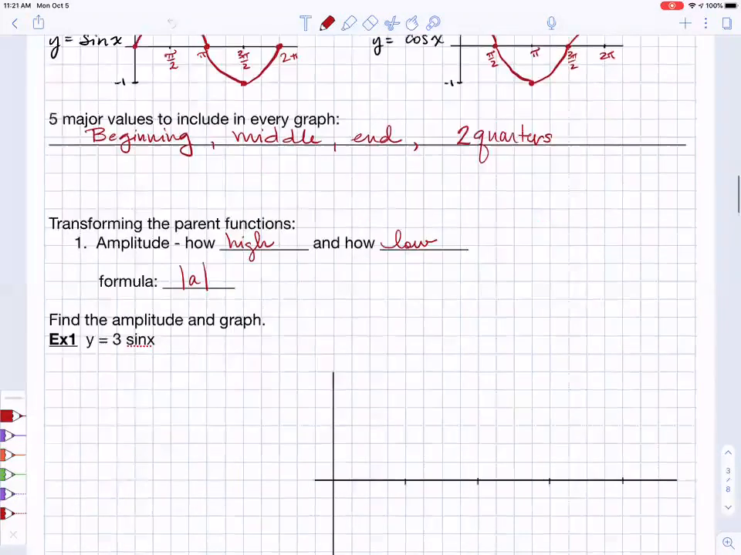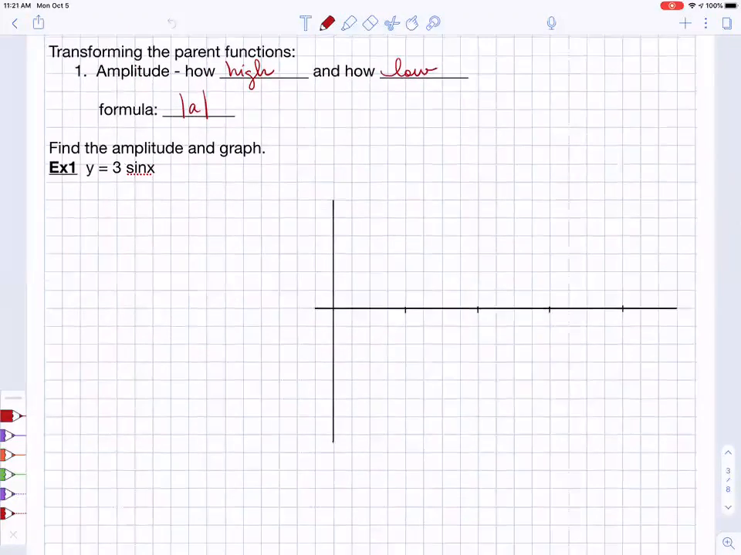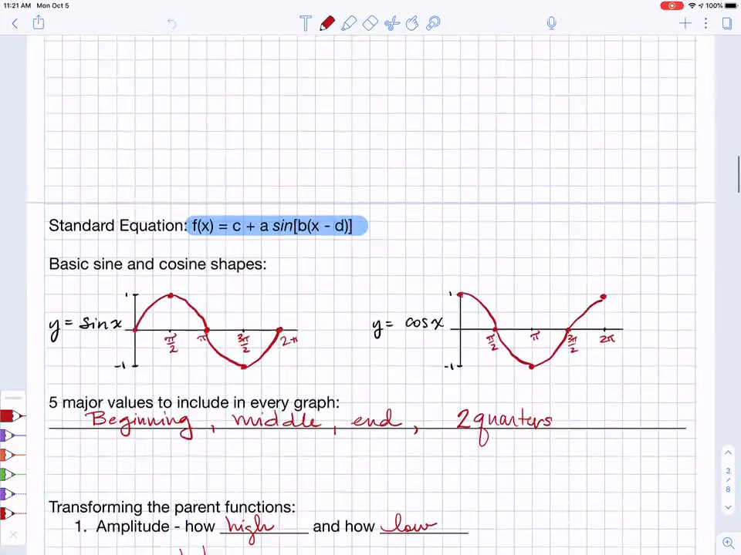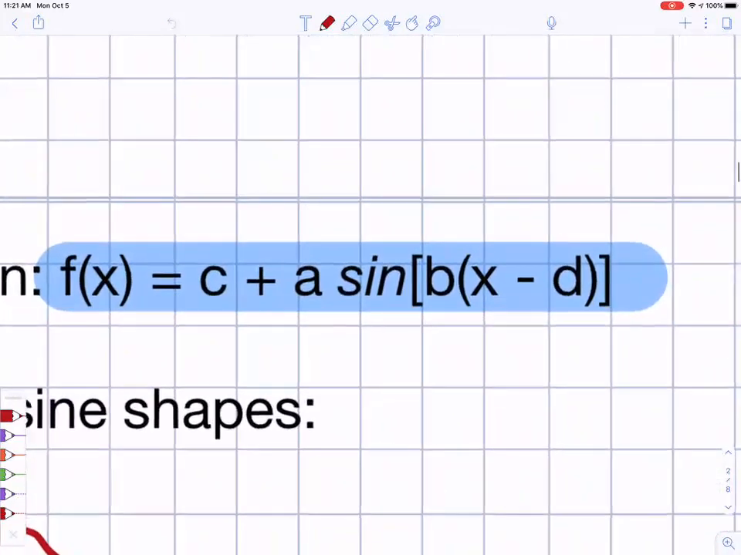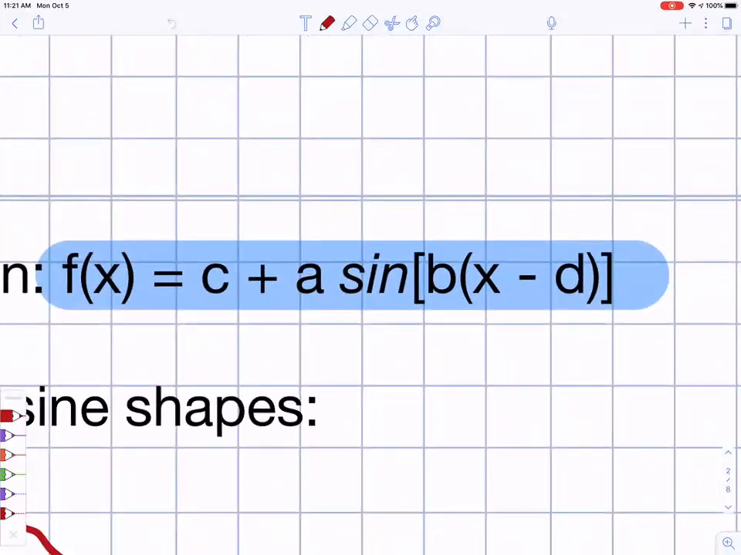All right, so let's talk about the amplitude. How high, how low does this graph go? Okay, I gave you a formula for this. And you might want to just have this blue highlighted guy handy, because we're going to use this over and over and over again. And I think I even mentioned in the video that where it says sine, it could say sine or cosine. Okay, this is the same parent function for both. All right, the same standard parent equation for both.